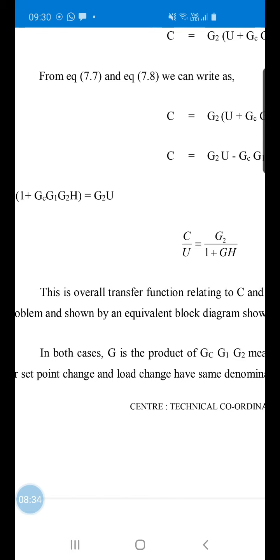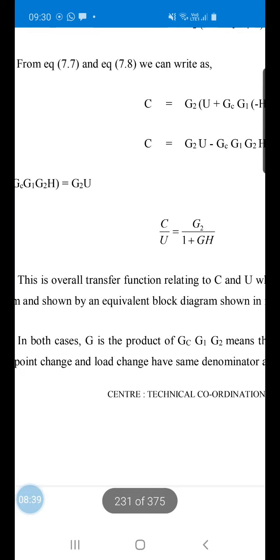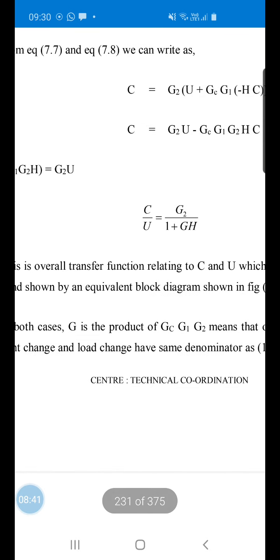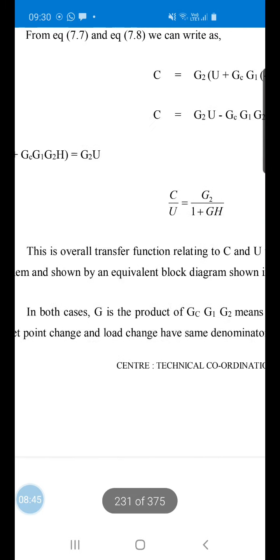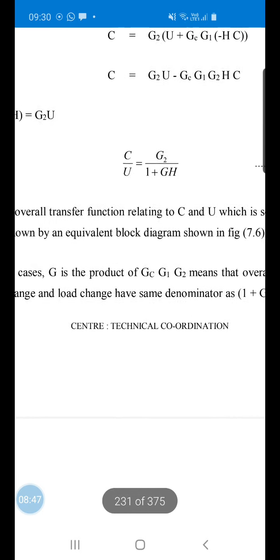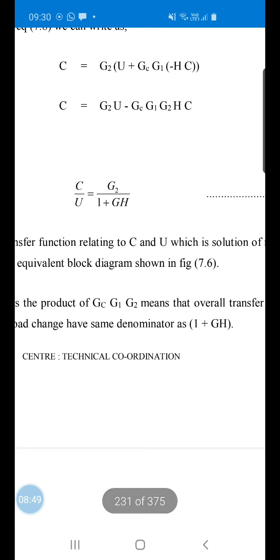So what is the conclusion from this? In both cases G is equal to GC, G1 and G2. It means that the overall transfer function for set point change and for load change have the same denominator. The denominator for both equations, C by R and C by U, you observe, is 1 plus G into H.